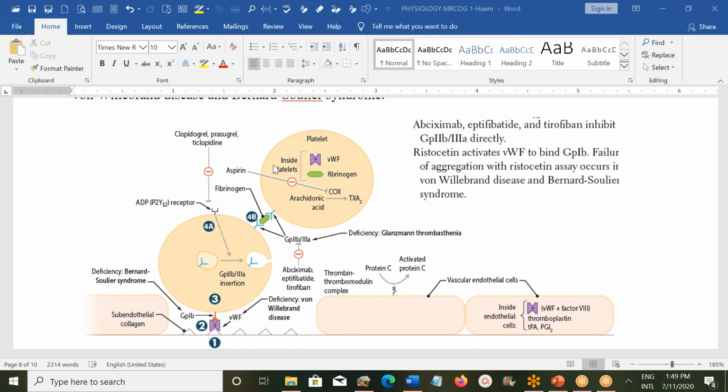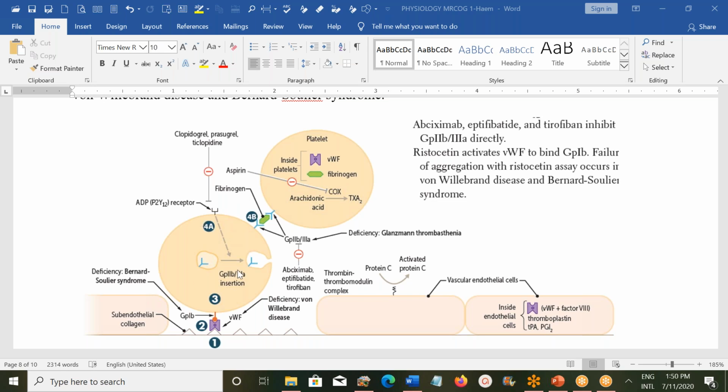Inside the platelet, we have von Willebrand factor and fibrinogen. Arachidonic acid comes from the membrane, and by the action of the cyclooxygenase enzyme, it goes along the cyclooxygenase pathway and forms thromboxane. Thromboxane promotes clot formation. If we give aspirin, it inhibits the conversion of arachidonic acid to thromboxane, so no thromboxane is formed and the patient is going to have thin blood. But once the clot is formed, aspirin has no action.